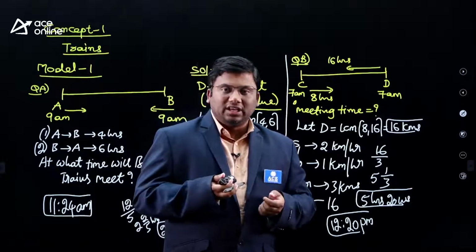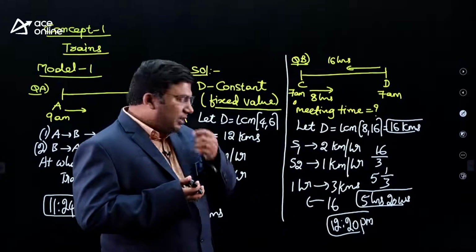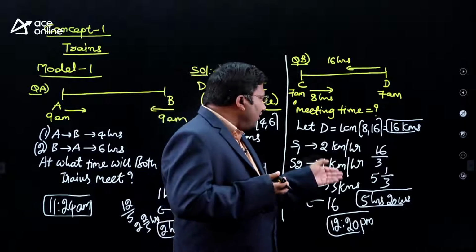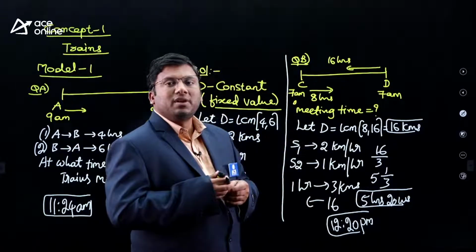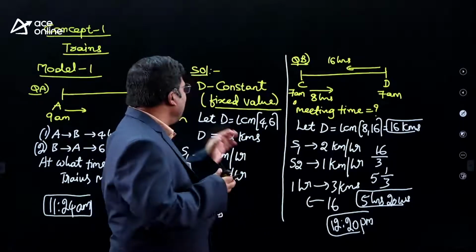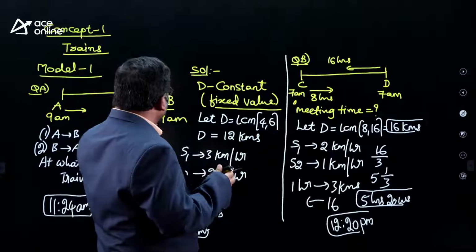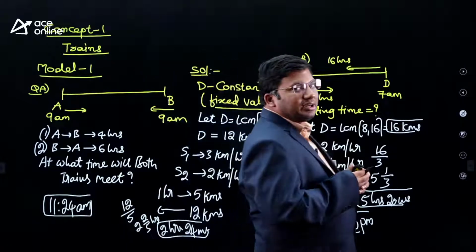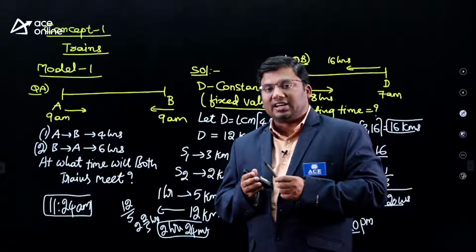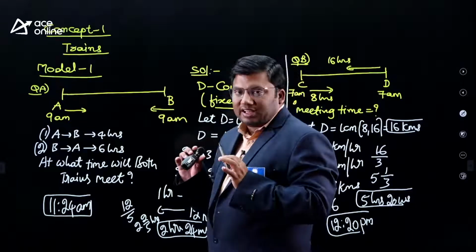5 hours 20 minutes from 7 a.m. What will be the answer? 12:20. What is this, Model 1? Both the trains are starting at the same time. Model 1, it is clear, right?